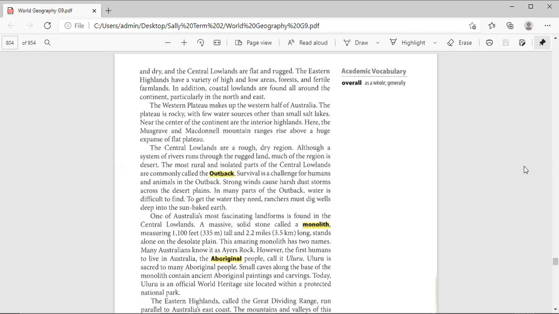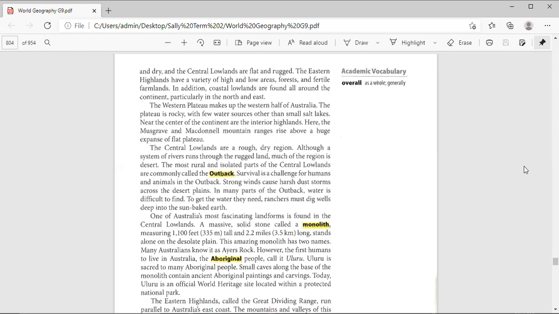Thank you very much. Okay, so at the beginning, we were talking about when we said that the geographers divide Australia into three main geographic regions. We said that they are the Western Plateau, the Central Lowlands, and the Eastern Highlands. In general, the Western Plateau is very rocky and dry. The Central Lowlands are flat and rugged, and the Eastern Highlands have a variety of high and low areas, forests, and fertile farmlands. Also, in addition, we have coastal lowlands, which are found around the continent, particularly in the north and in the east. Let's move to the most important landform in each region.